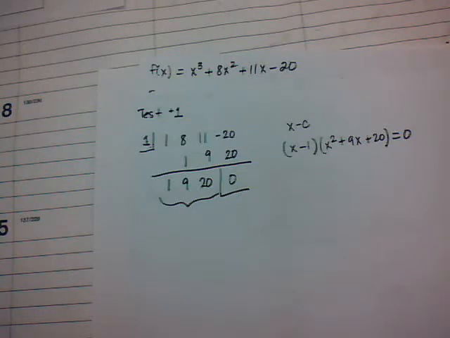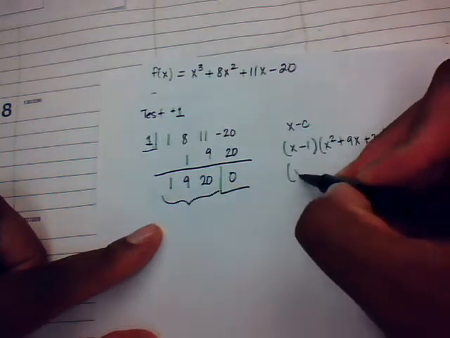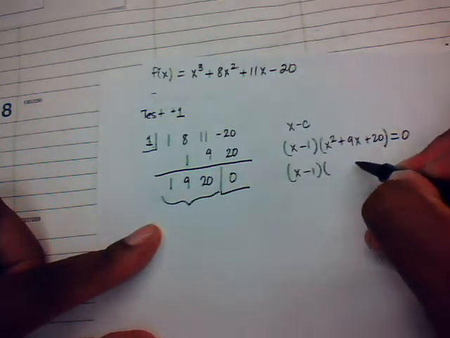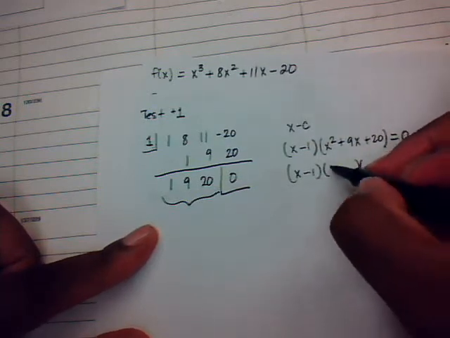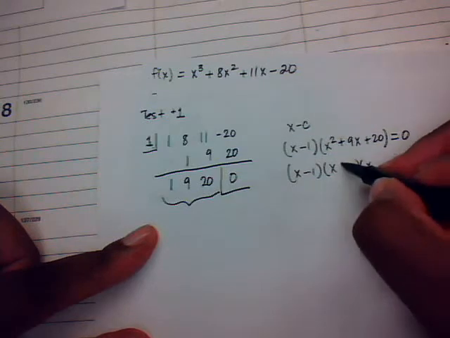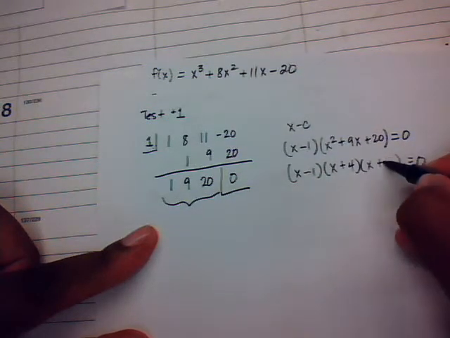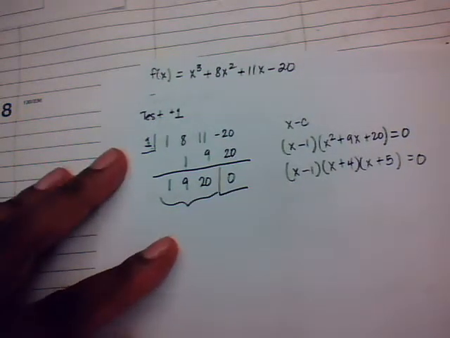And then we're going to factor x squared plus 9x plus 20. So x minus 1 comes down here. We can factor x squared plus 9x plus 20 into two binomials. The factors of 20 that will give me 9x will be 4 and 5. So this will be x plus 4 here and x plus 5 here. Multiply by x minus 1, that's going to give you 0.